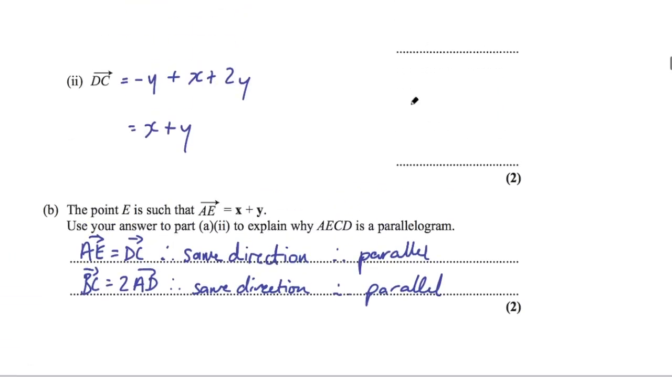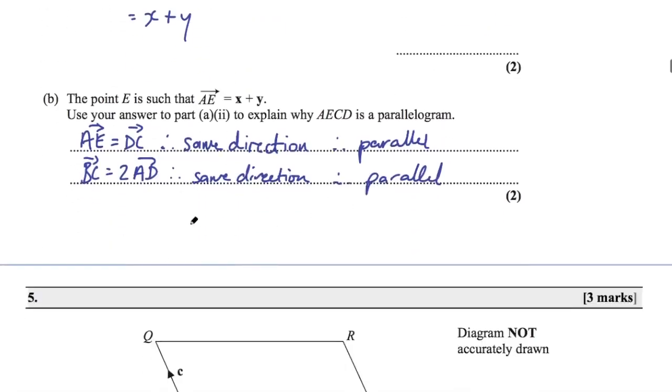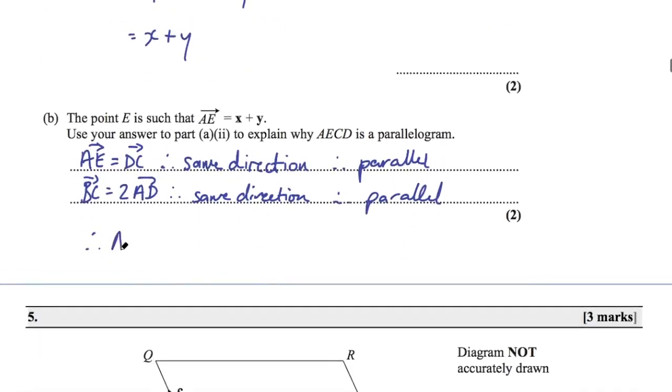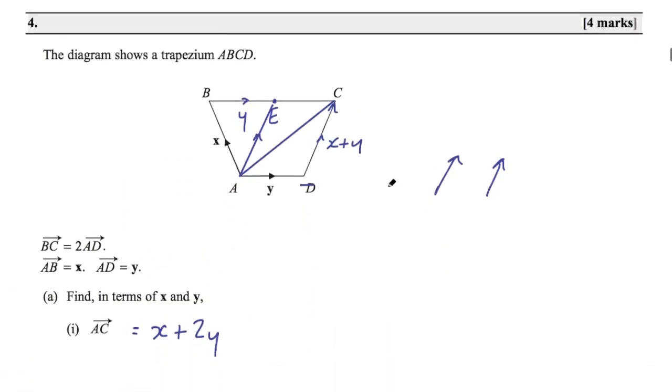And we don't actually need to say the lines are equal because we've already proved that these two lines have equal length. So these two lines here must have equal length. So that's all we really need to say. So therefore AECD is a parallelogram. So to prove something is a parallelogram, you only actually need to prove one set of lines are equal and parallel. So that was question 4 for 4 marks.